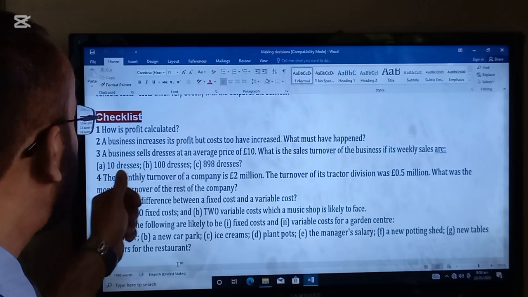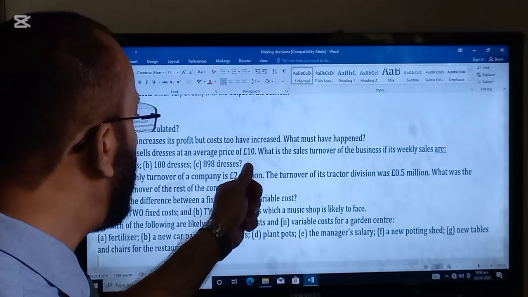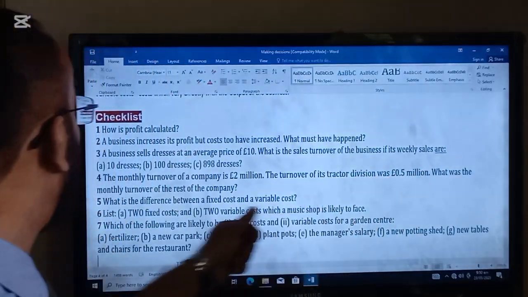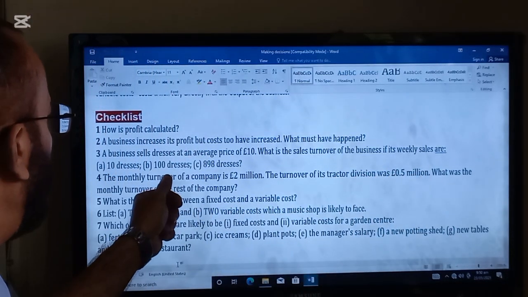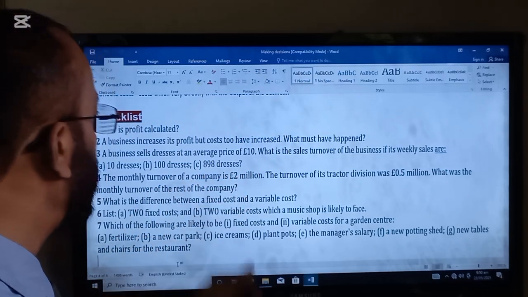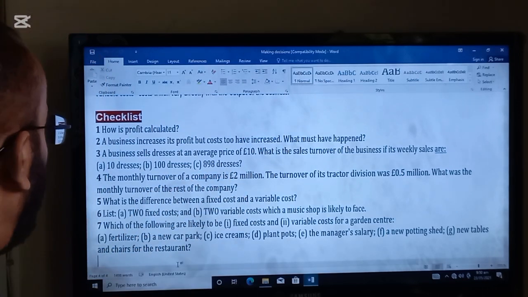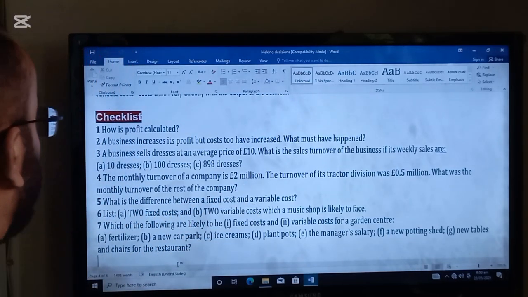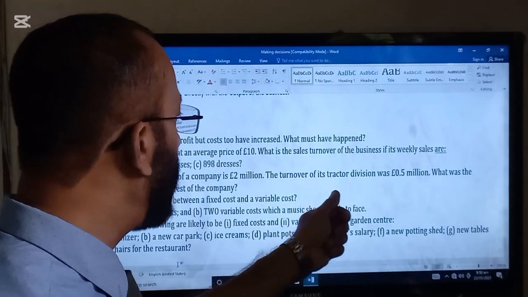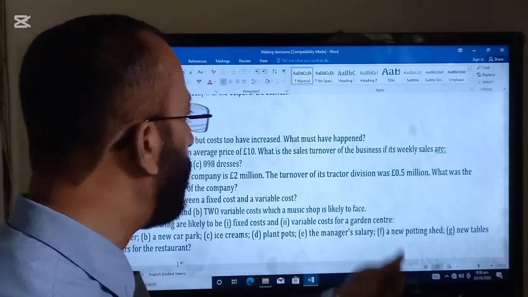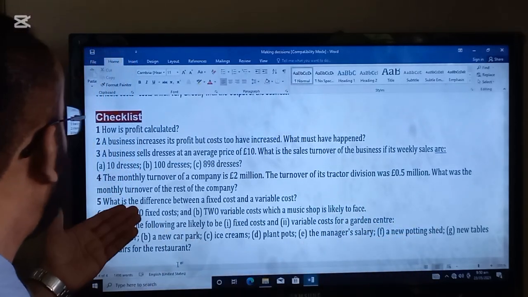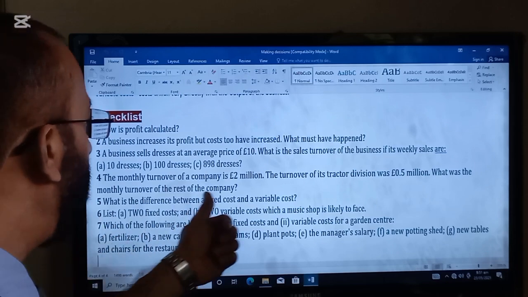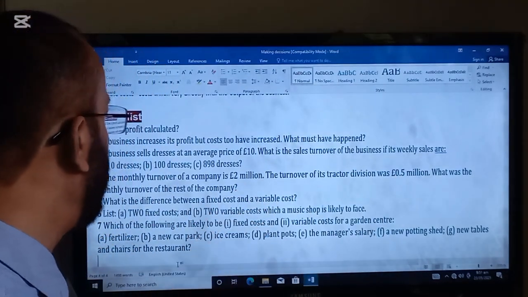The next question is, a business sells dresses at an average price of £10. What is the sales turnover of the business if its weekly sales are 10 dresses, 100 dresses, 98 dresses? The next question is, the monthly turnover of the company is £2 million. The turnover of its tractor division was £0.5 million. What was the monthly turnover of the rest of the company? So you have to subtract this value from this value. This was the simple answer.